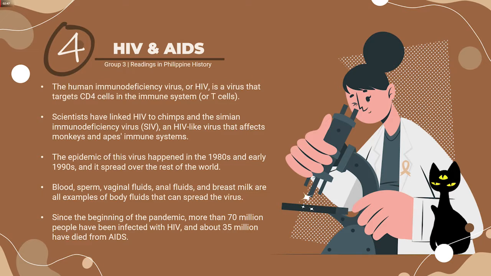Blood, sperm, vaginal fluids, anal fluids, and breast milk are all examples of bodily fluids that can spread the virus. Since the beginning of the pandemic, more than 70 million people have been infected with HIV, and about 35 million have died from AIDS.